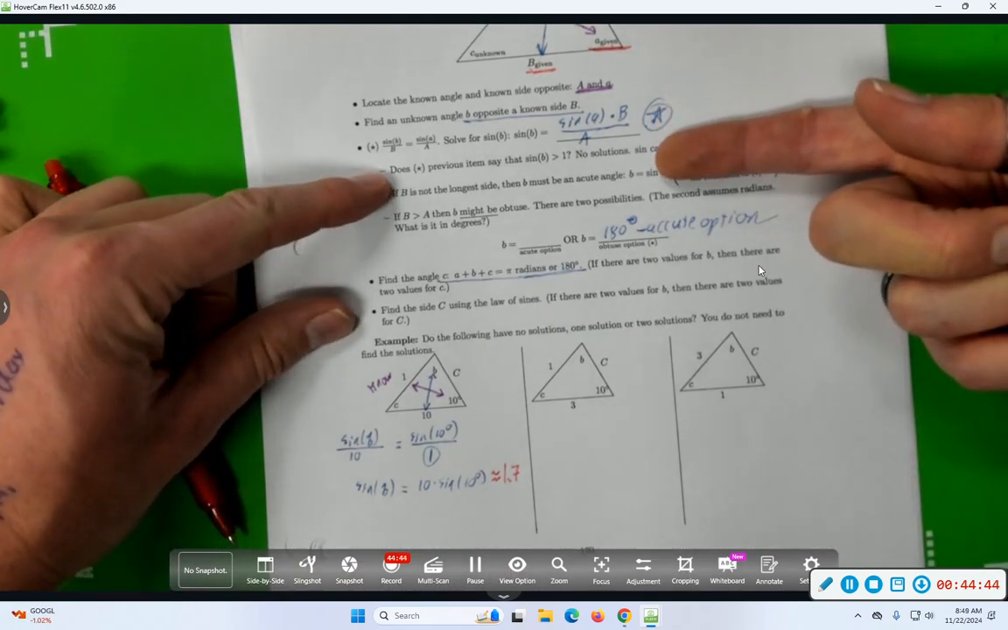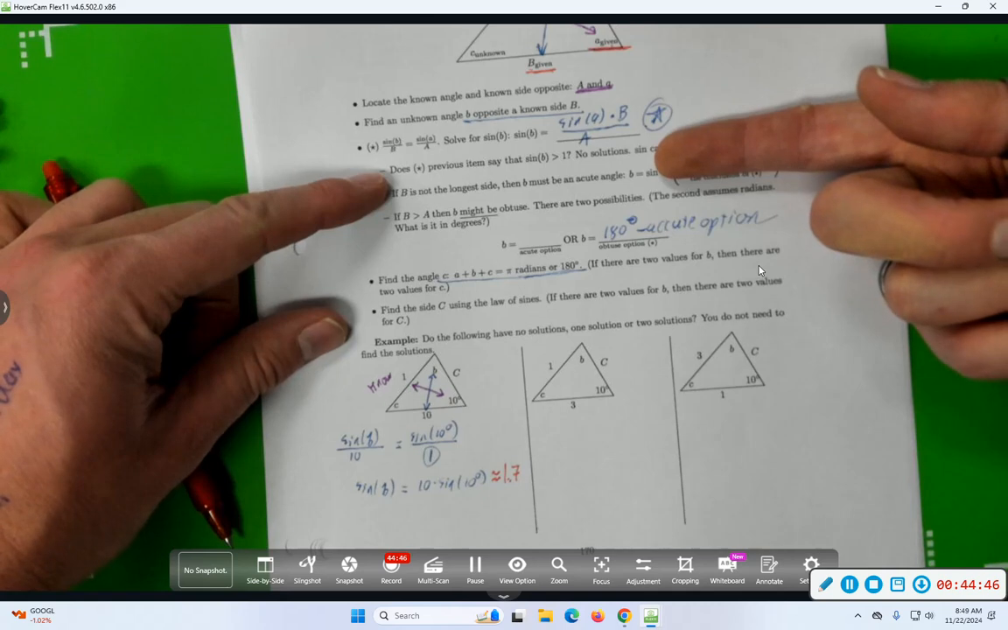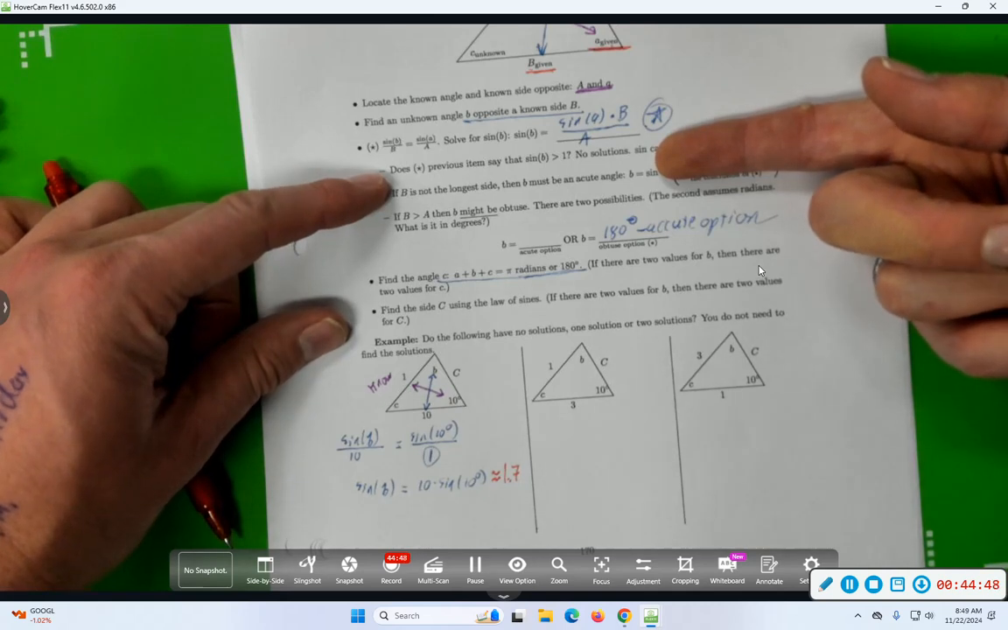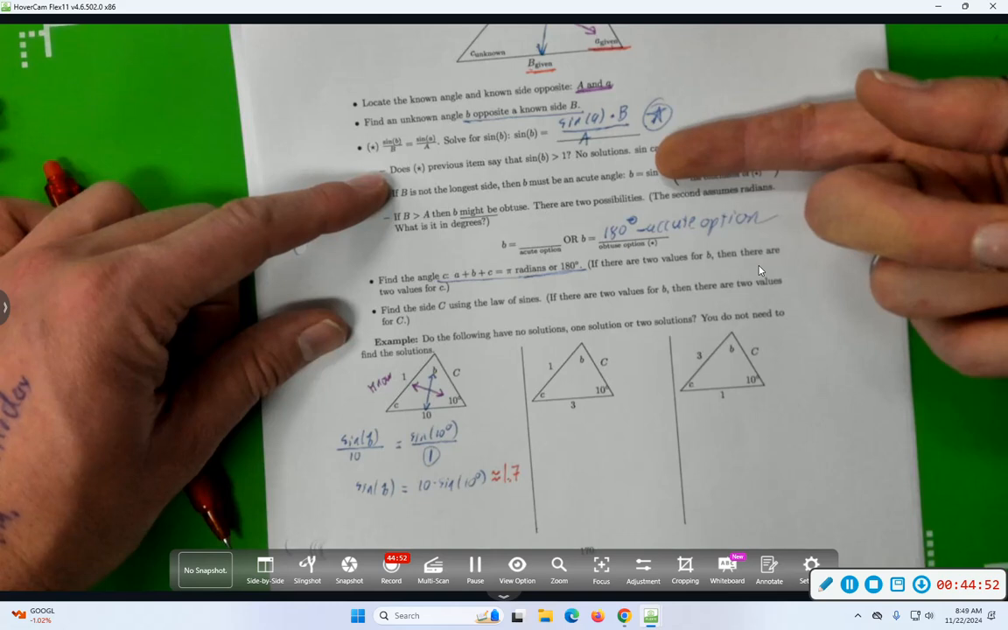Now I'll ask this question. Does that result say sine of b is bigger than 1? Can sine of b ever be bigger than 1? So how many solutions does that triangle problem have?